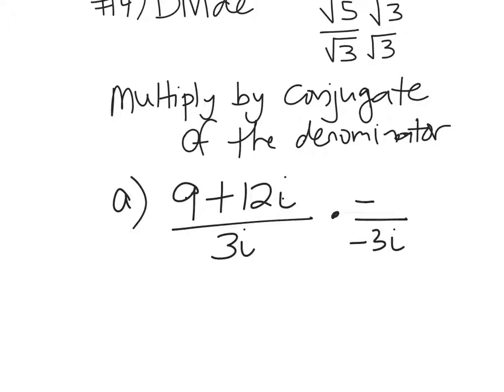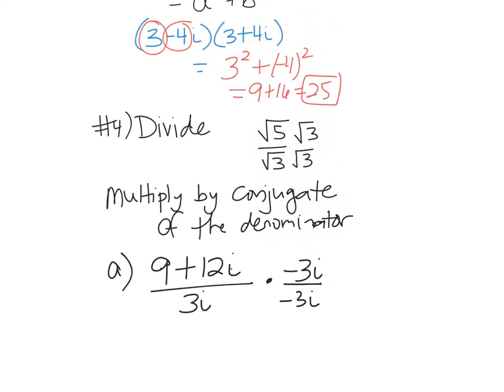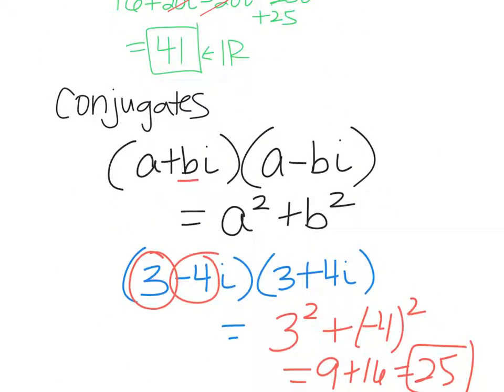You could multiply by positive 3i, but multiplying by negative 3i is actually better. I'll show you why. See conjugates? See how that part right here changes from positive to negative?